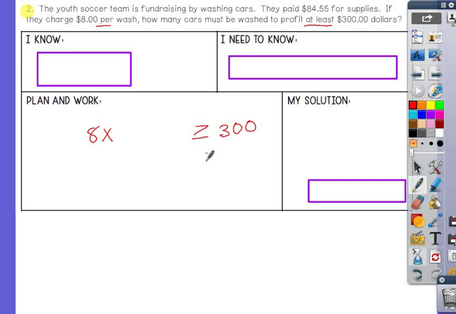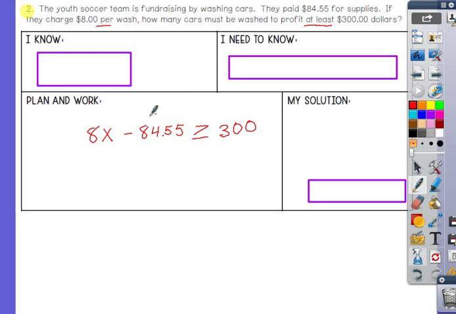All right, and one other thing happened. They said they had to pay for some supplies. Well, if they're looking at how much they earned, is the supplies going to be subtracted from their amount or added to their amount? Subtracted. So they're going to have to subtract off the cost of the supplies. So there is my inequality.